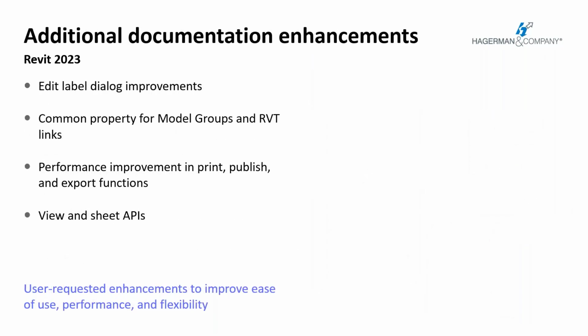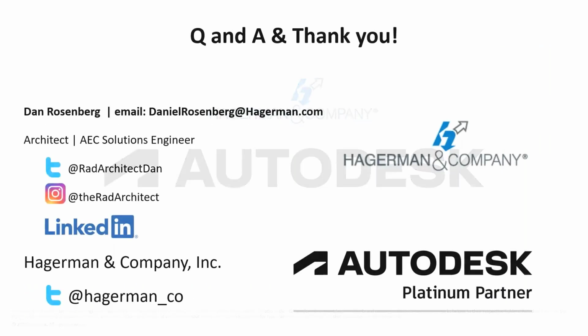All right, let me see here. So, of course, if that wasn't enough, we have some additional documentation and enhancements. Parameters are now filtered by the all category by default when editing labels. Got some added parameters for model groups and Revit links. Yeah, I think pretty much that.